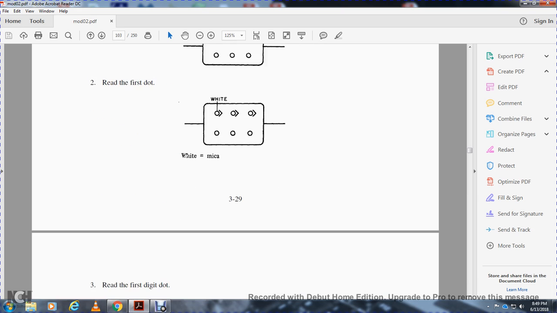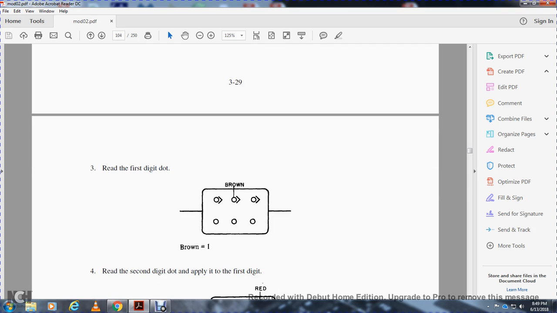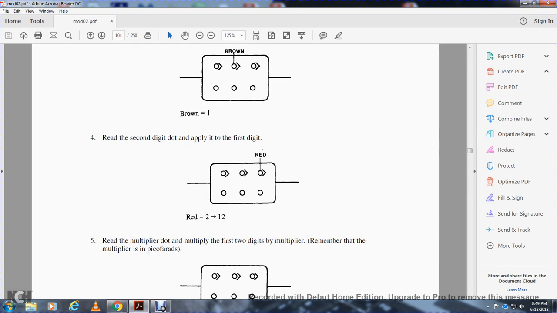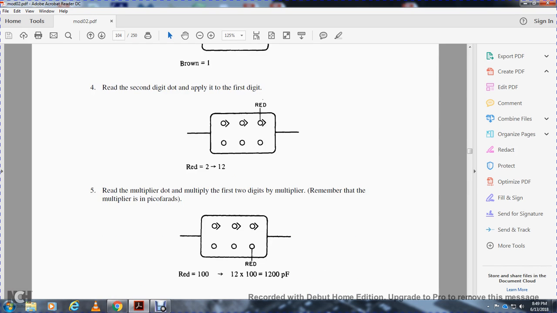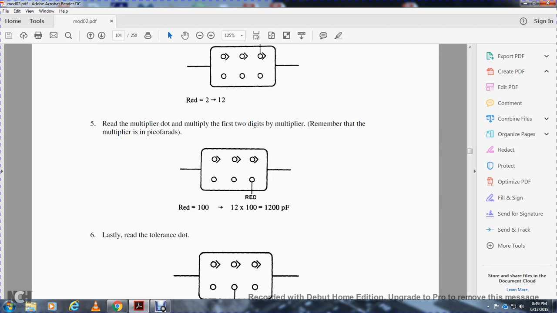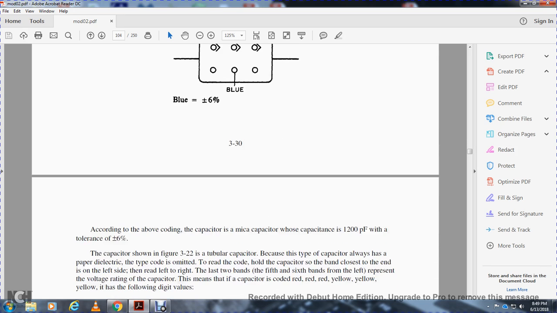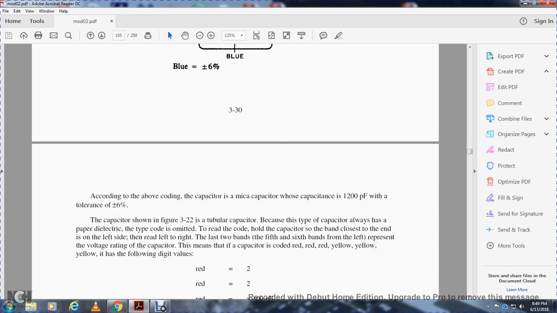Read the first dot, white is mica. Read the first digit, brown. Read the second digit, red, which would make 12. And the red multiplier dot: the first two digits times the multiplier, red, 100 times 12, is 1200 picofarads. Plus or minus 6%, blue. And according to the above code, the mica capacitor will have a capacitance of 1200 picofarads with a tolerance of plus or minus 6%.